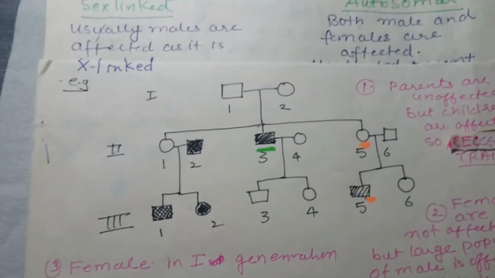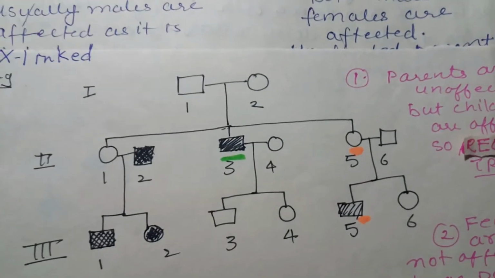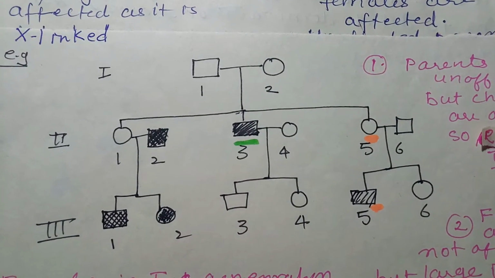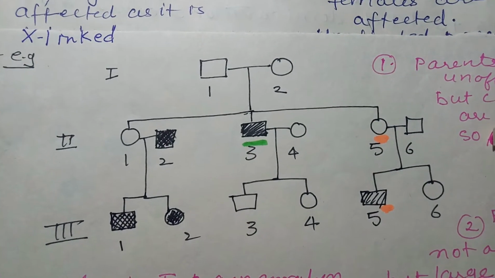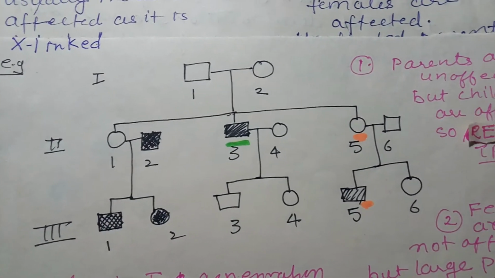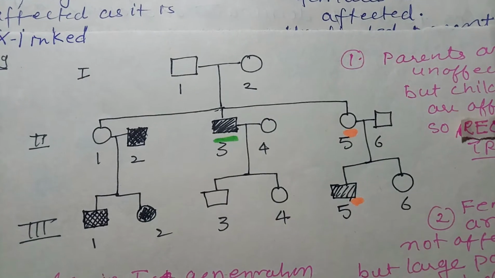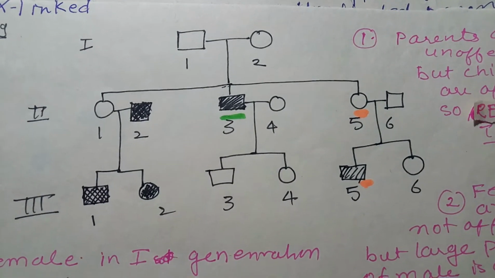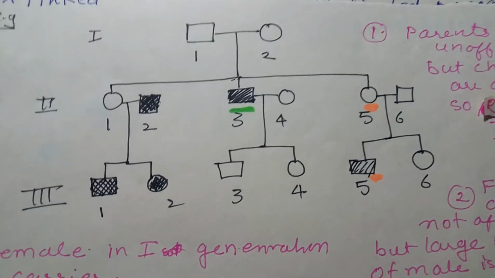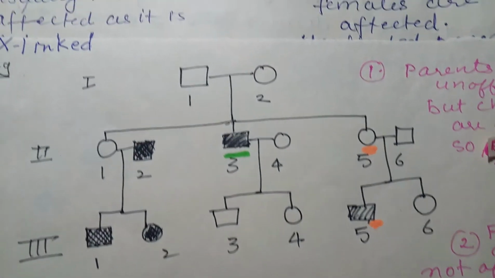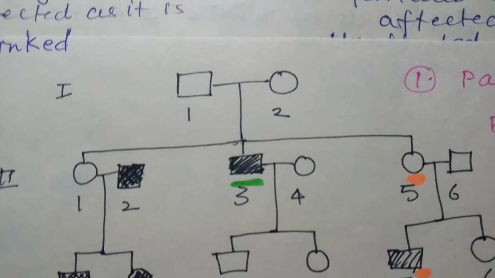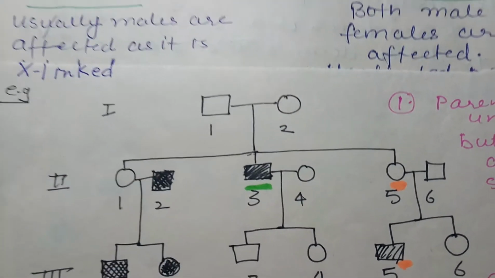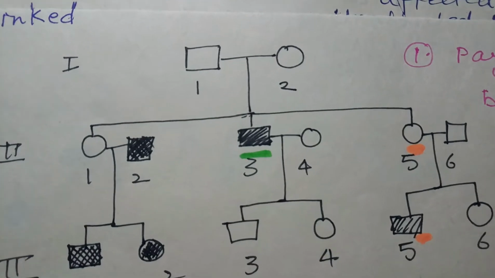Now look at this example. If you analyze this pedigree chart, you will see 1, 2 and 3 generations, and most of the males are affected. That means it is an X-linked or sex-linked disease. And the second thing you will see is that the parents are unaffected, so one of the parents may be a carrier. Okay, so this is recessive.